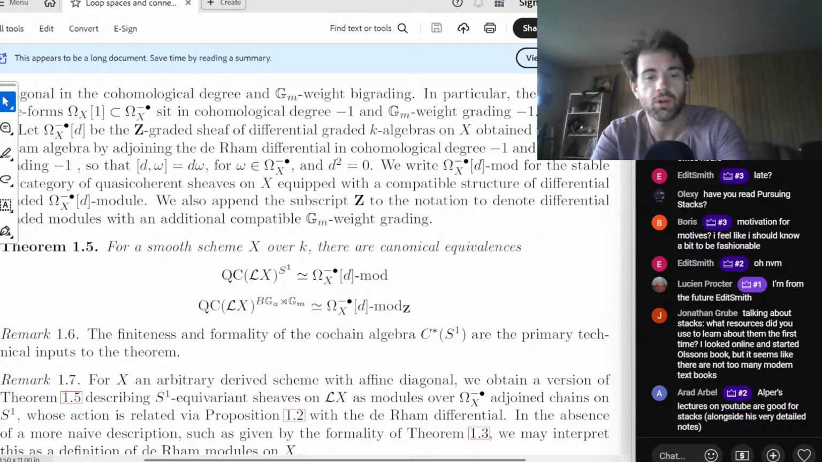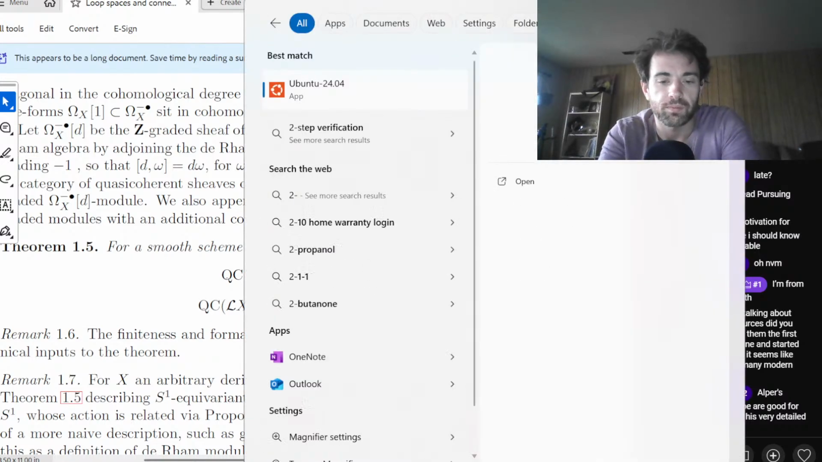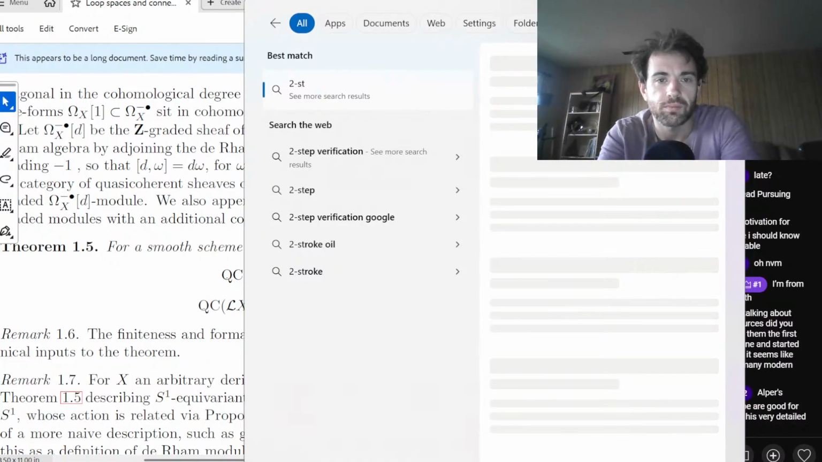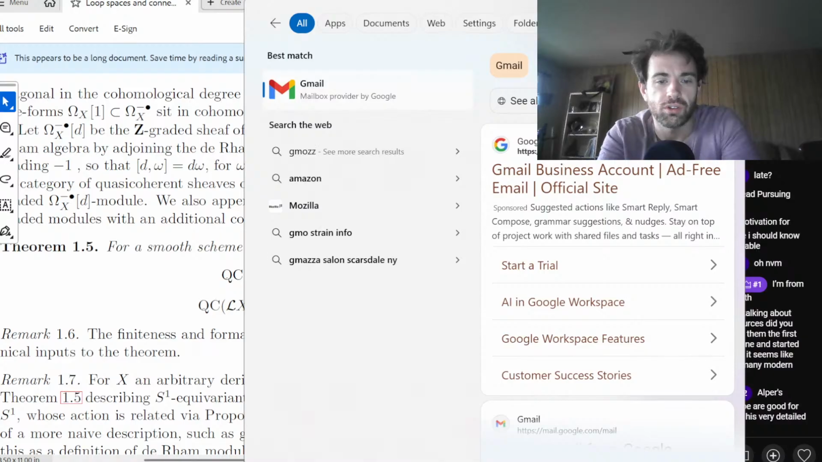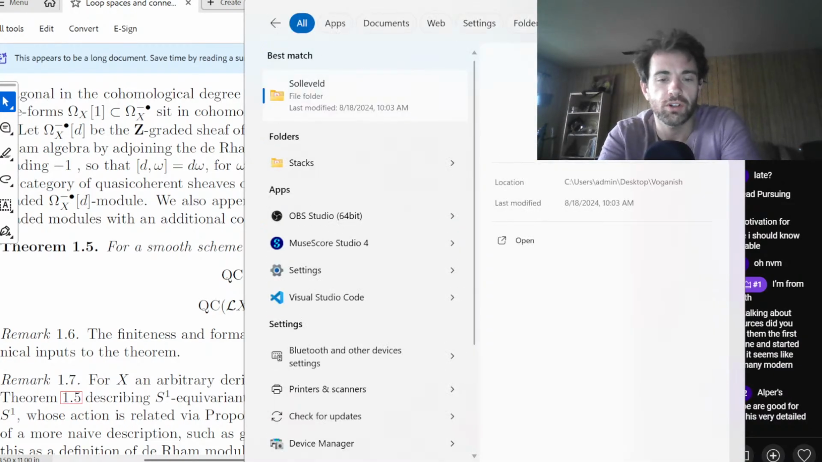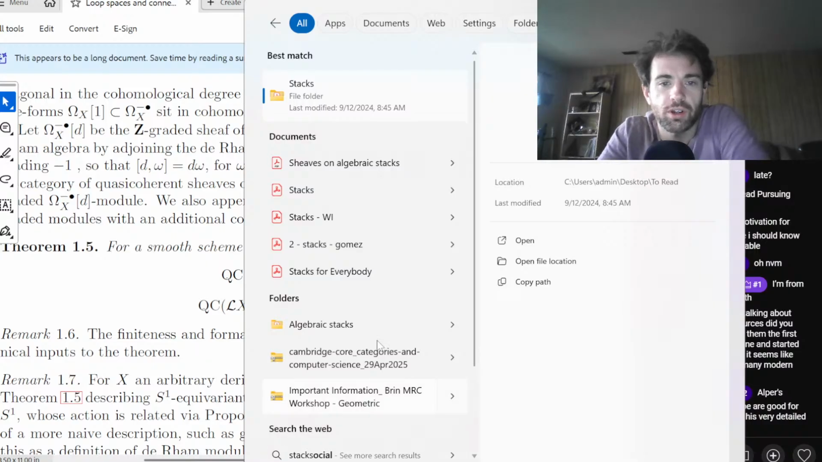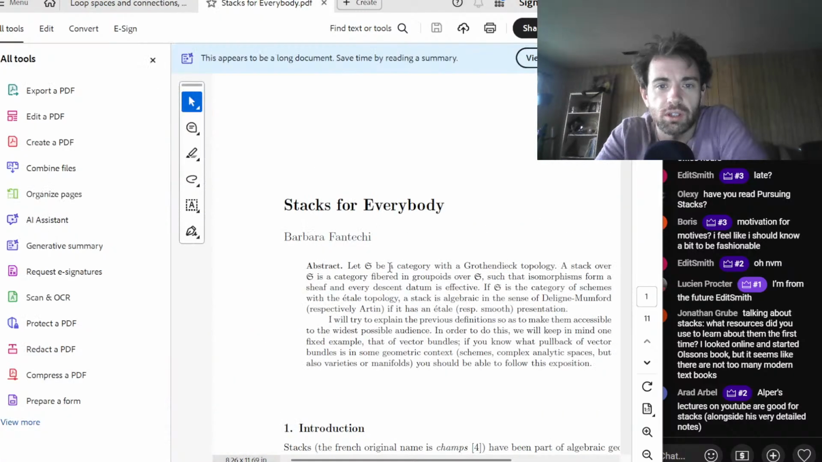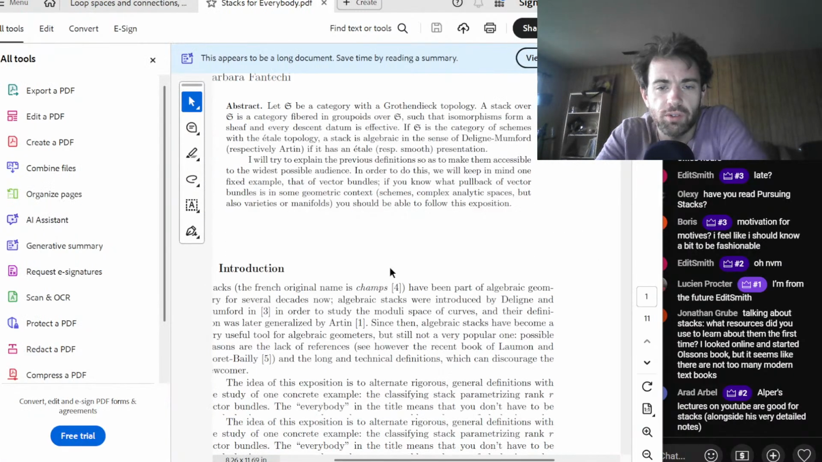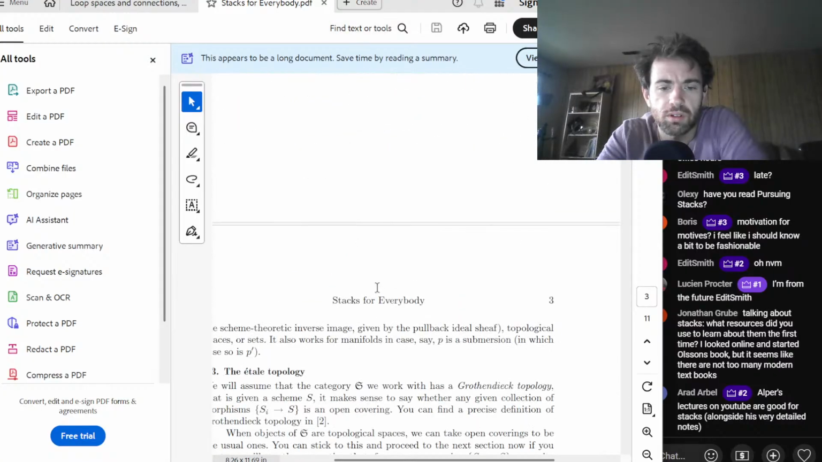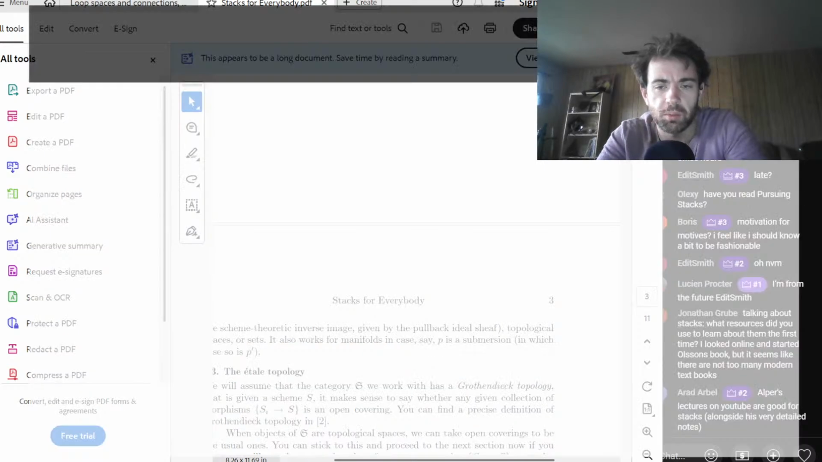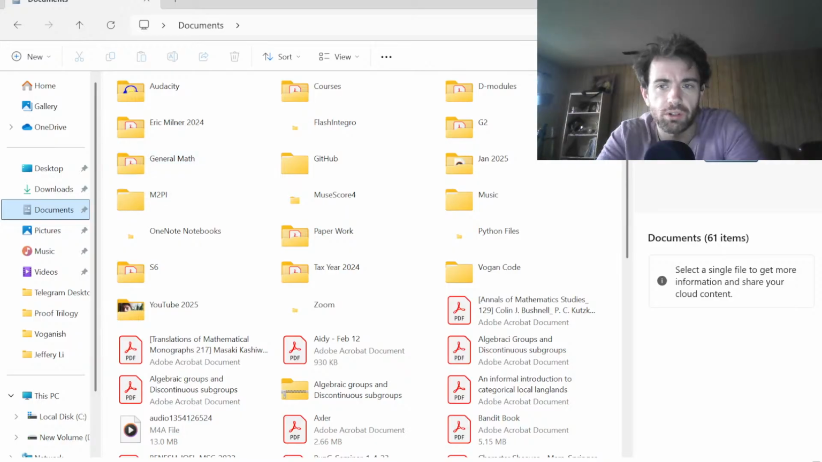There's this one. Where's this? Well, I've got a few. I don't think this is where I first learned about it. So there's this, this is a really nice one. Is it this one? Stacks for Everybody? No, this isn't the one. Not this one. Let me see. Let me pull open my stacks folder here.